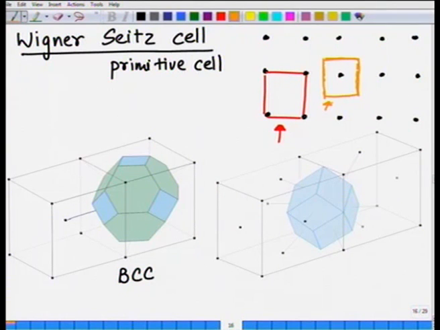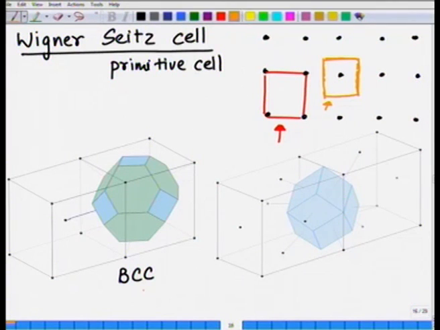Now, the lattice point is not at the corner, but this is also a repeating unit. If I repeat this unit, I generate the whole. This is also a good unit cell. The only lattice point is in the center. There is no other lattice point, and this is also a primitive unit cell, because it has 1 lattice point per unit cell.